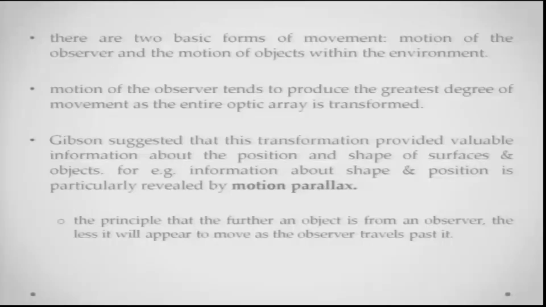There are two basic forms of movement: motion of the observer, if you are moving around, and motion of the objects within the environment. Suppose you're sitting in a park and a lot of children are playing. Suppose you're standing on the balcony and you see a lot of vehicles moving by. Motion of the observer tends to produce the greatest degree of movement, as the entire optic array needs to be transformed. So if you're moving your head, or moving yourself, then all the angles contained in this light, reflecting from so many surfaces and objects in the environment, need to change at once.